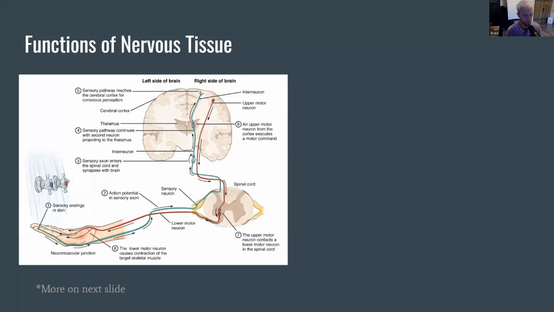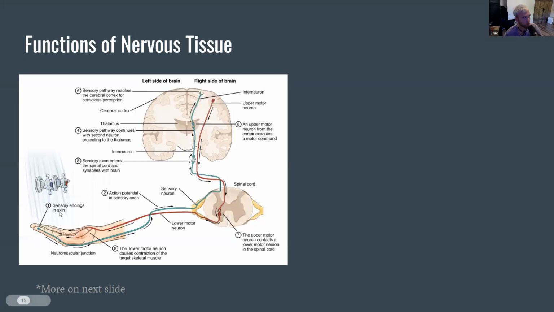Okay. So we're going to talk through, in a very general way, how information is transmitted through the peripheral nervous system to the central nervous system and back. Now, I don't need you to memorize anything that's on this slide, but I do want to talk through the image itself and how things are being processed, the inputs and the outputs here, okay?